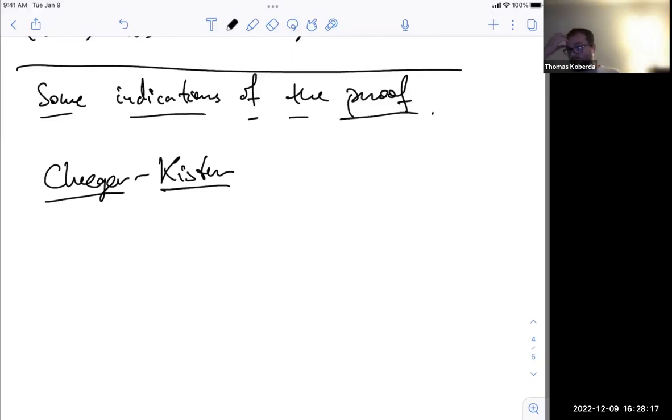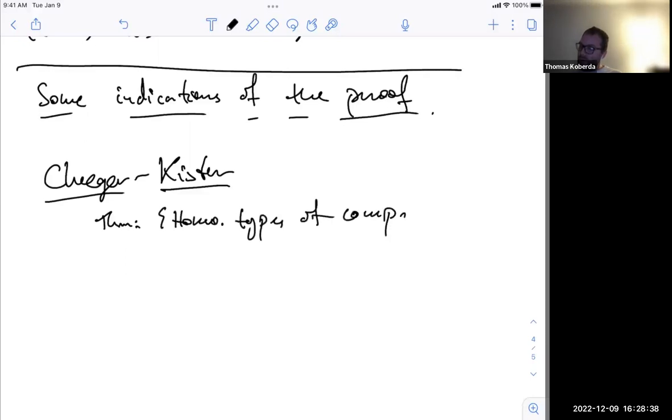Sorry, say it again. What did they prove? They proved that there are countably many homeomorphism types for compact manifolds. Yeah. So their theorem said that if you look at the homeomorphism types of compact topological manifolds, this set is countable.